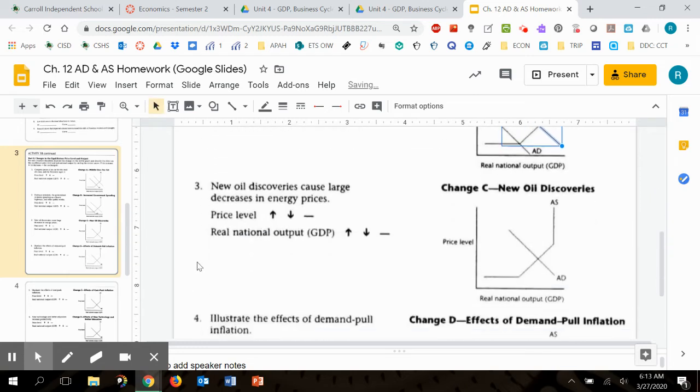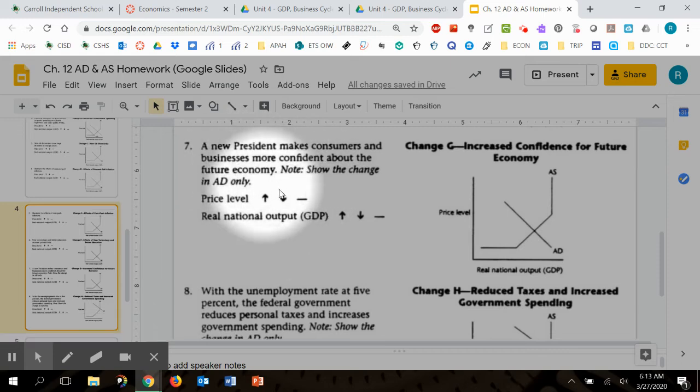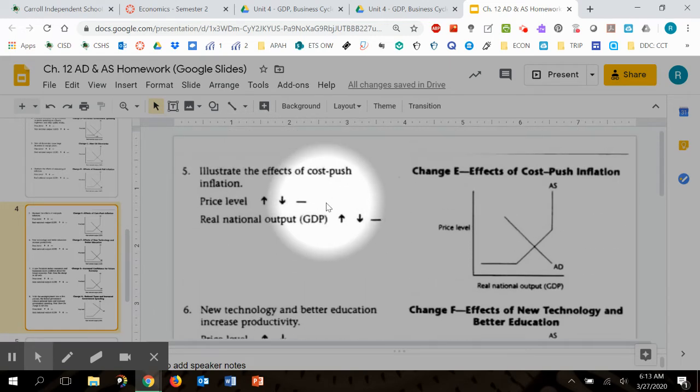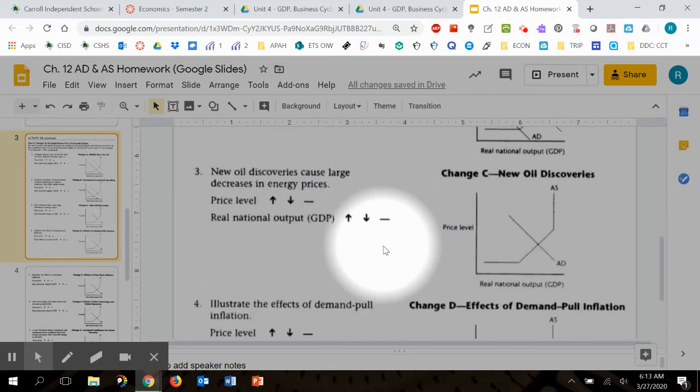Okay. For new oil discoveries causing, oops, sorry. There we are. Let's see. I don't want to jump to that page. I'm still on this page. Sorry. Navigation is challenging with all of these windows.